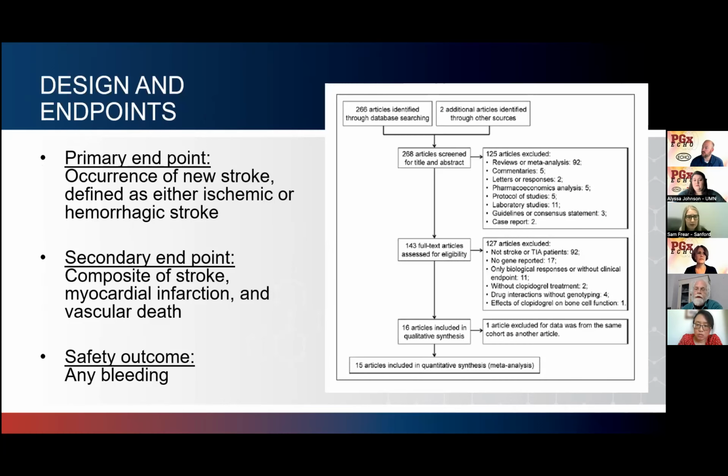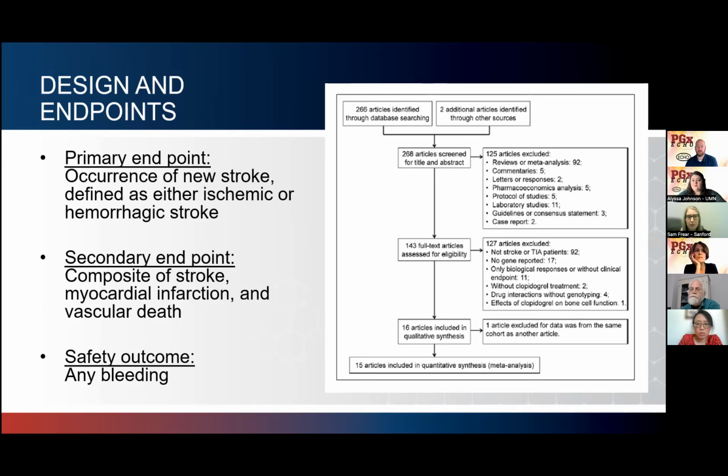And so what they did for this, which was a comprehensive search, they looked at PubMed and Embase to identify studies that would describe that association between those genetic polymorphisms and the stroke events, as well as bleeding. So for that primary outcome, looking at any occurrence of new stroke, whether that be ischemic or hemorrhagic, and then secondary endpoints looking at composite of stroke, MI, and vascular death, and safety, trying to determine if there's any difference with that bleeding association as well.